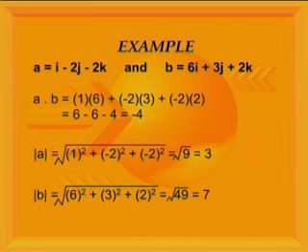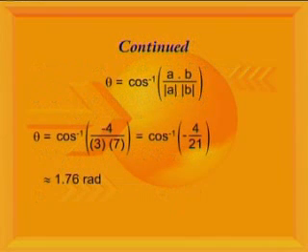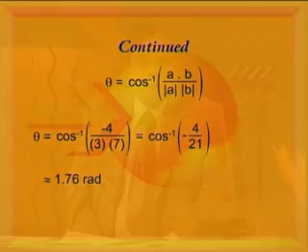So theta will be cos inverse of A dot B divided by magnitude of A and magnitude of B. So that is equal to cos inverse of minus 4 by 21, which is approximately equal to 1.76 radians.